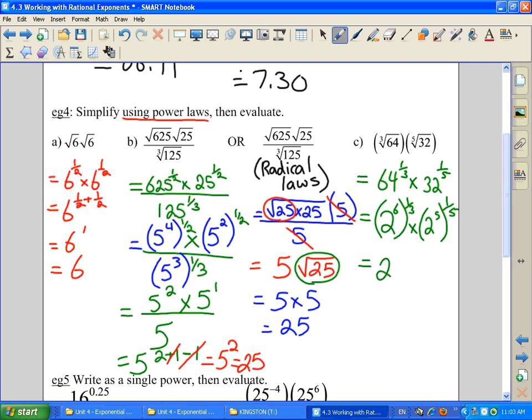Simplifying, do your power law. So 6 times 1/3 is just going to be 2 to the power of 2. And the good thing about your second one is 5 times 1/5 just simplifies to 2 to the power of 1. Using your exponent laws, that's 2 to the 2 plus 1, which equals 3. And 2 to the power of 3 is 8.